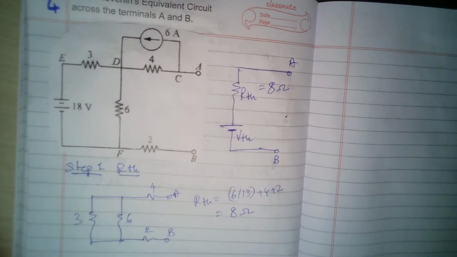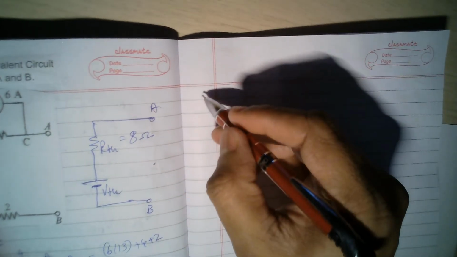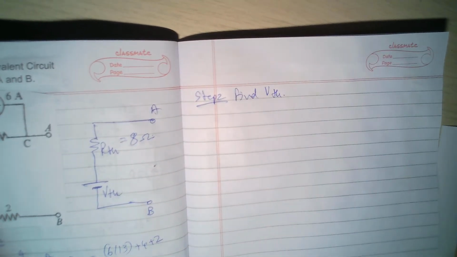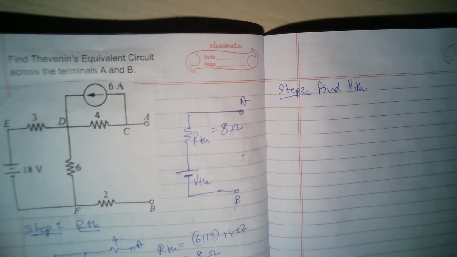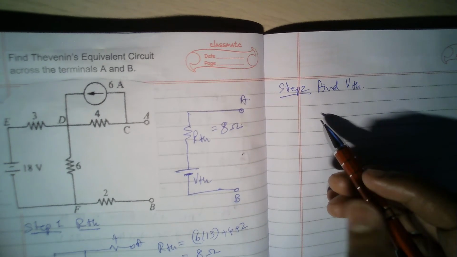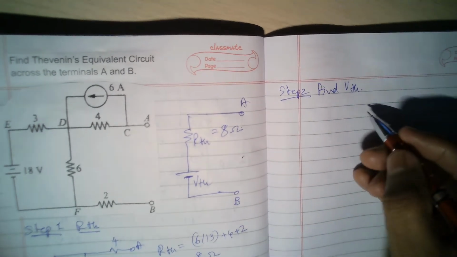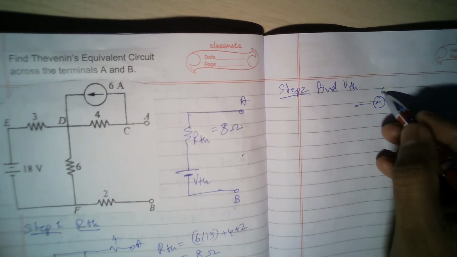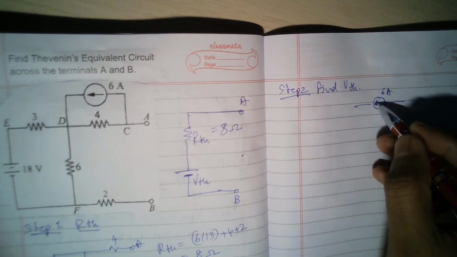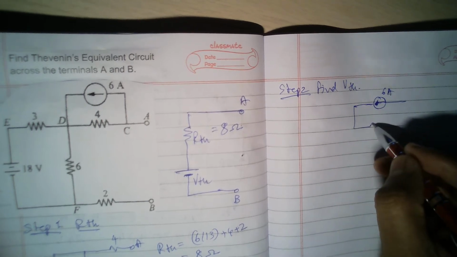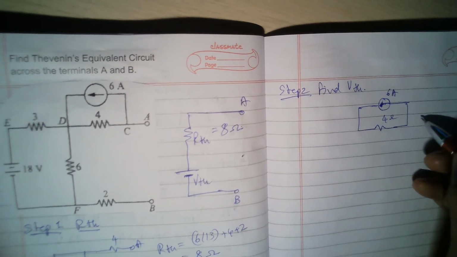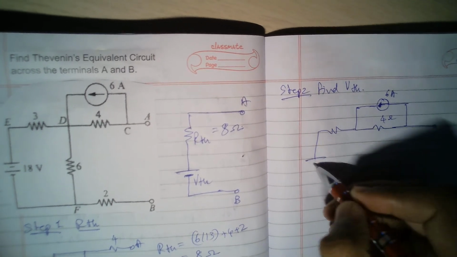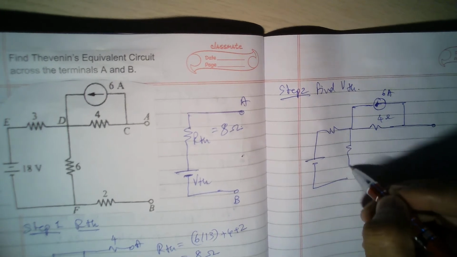step 2 is finding VTH, Thevenin's voltage. So let's read out the circuit. See, A is anyway, I'll just draw the circuit here. Reintroduce the sources. So 6 amperes is here and going towards left side. Then we have a 4 ohm resistance here. Then we have 3 here, 18 here, and 6 here.